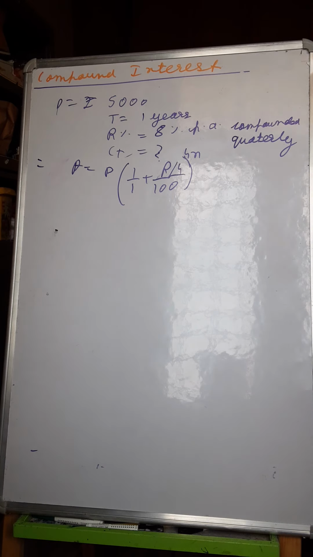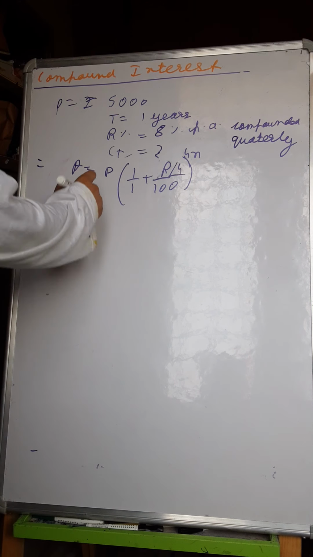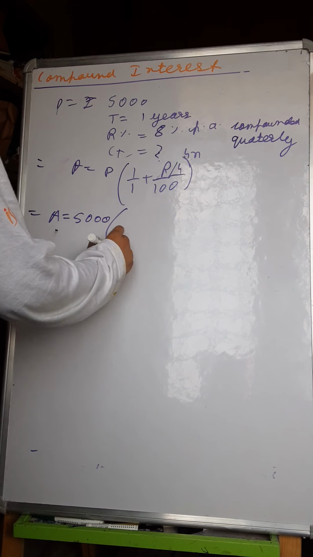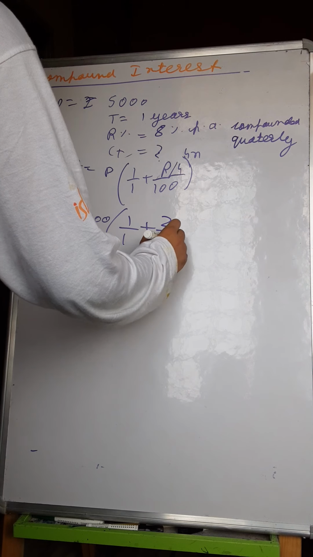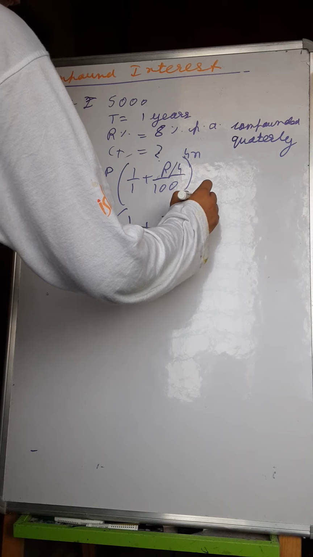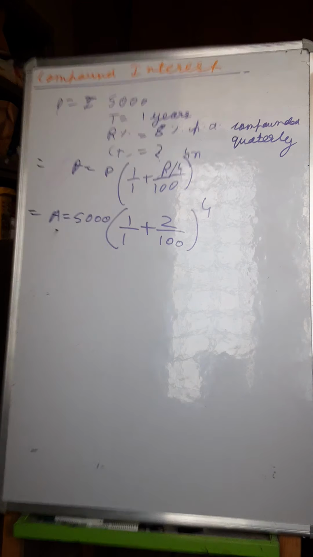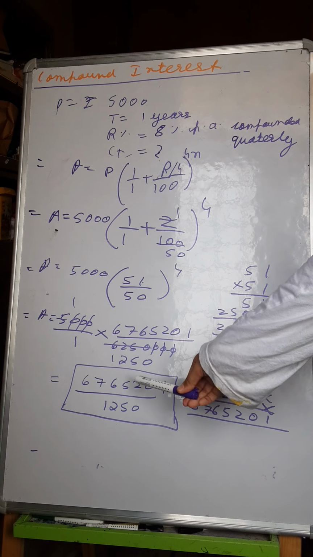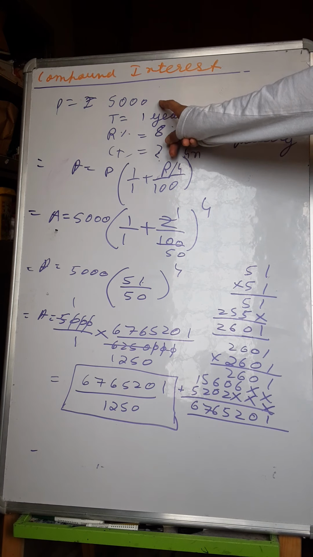Let's start doing the working now. So you will do amount is equal to principal, 5,000, in brackets 1 plus R upon 4. 8 by 4 will be 2, upon 100, to the power 4 into 1, that is 4. Now you can solve it and I'll show you. Alright, so your answer is going to be 6765201 upon 1250 rupees. This is going to be your amount, and your compound interest shall be this minus your principal.